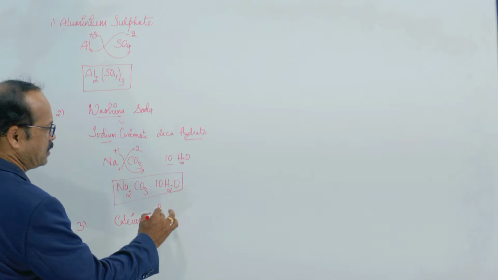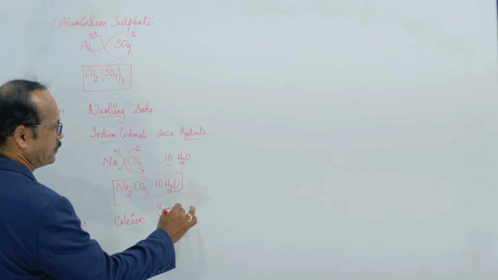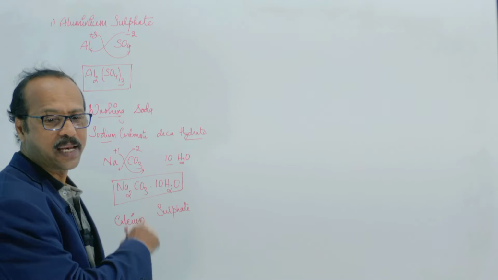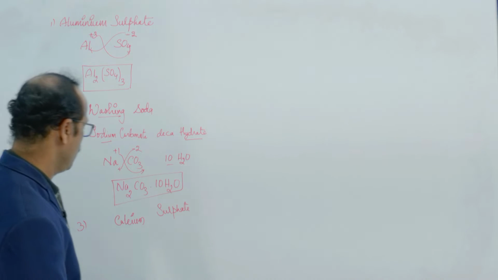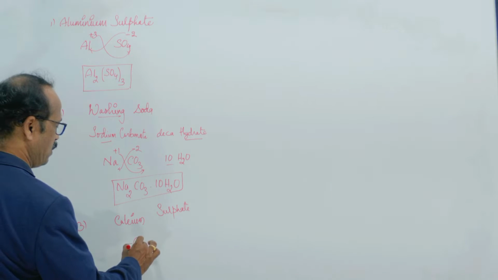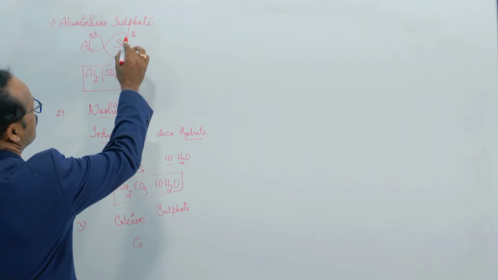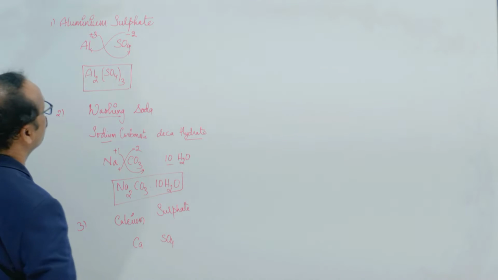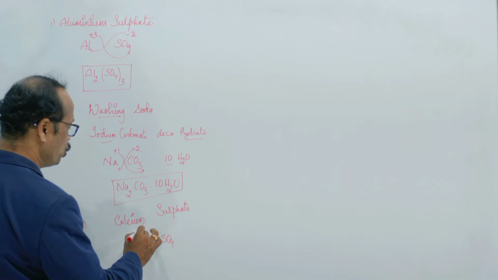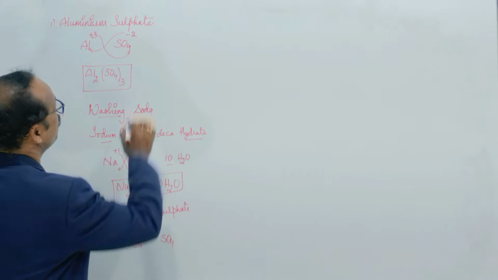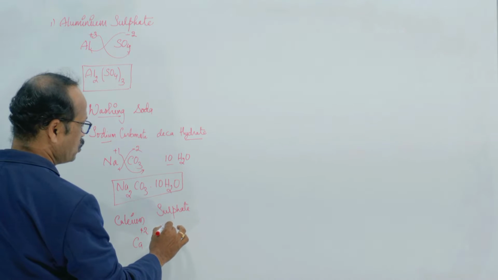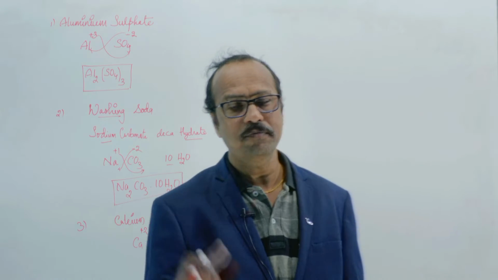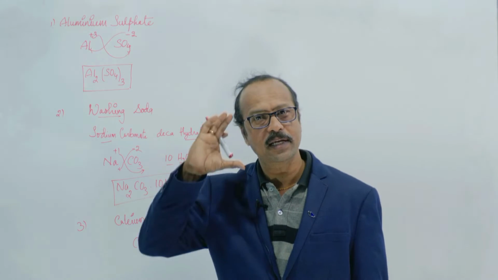Calcium sulfate. Calcium symbol is what? First of all, cations. In the electropositive, you have to remember calcium, Ca symbol. Sulfate comes here, SO4. What is the valency of calcium? +2. What is the valency of sulfate? Already written, -2.